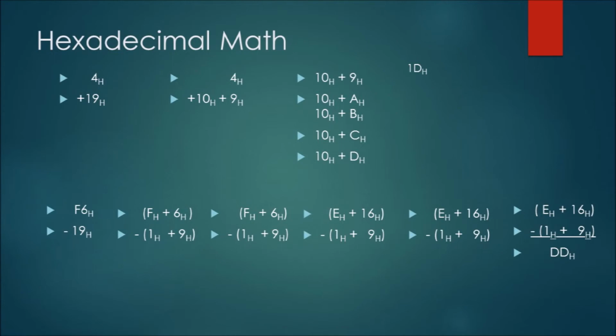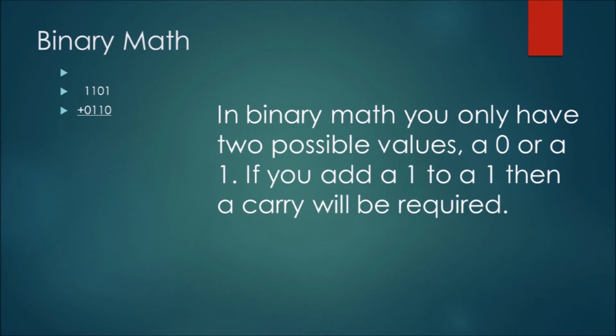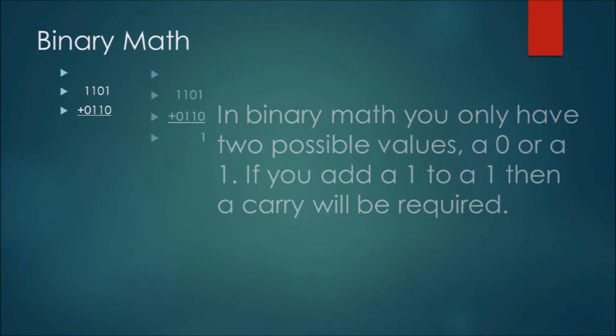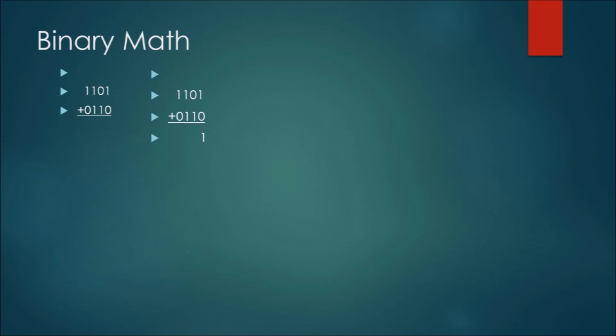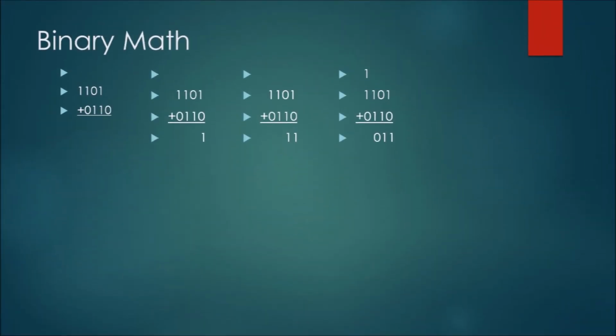When you carry a 1 in hexadecimal, a 10 hexadecimal is not a 10. A 10 hexadecimal is an A. In binary, there are two values, 1 and 0. If we add two 1s, then a carry is generated. If we subtract a 1 from a 0, we have to borrow a 1 from the column to the left.